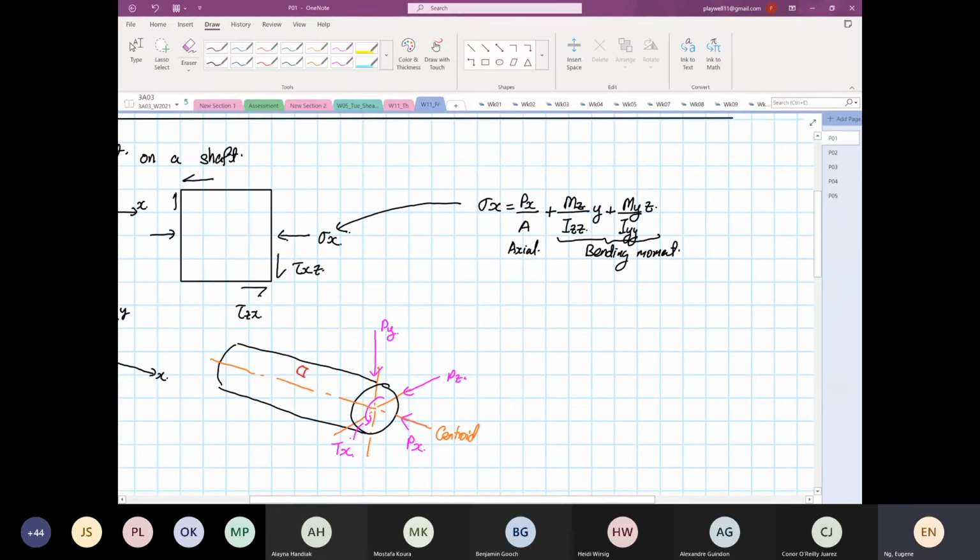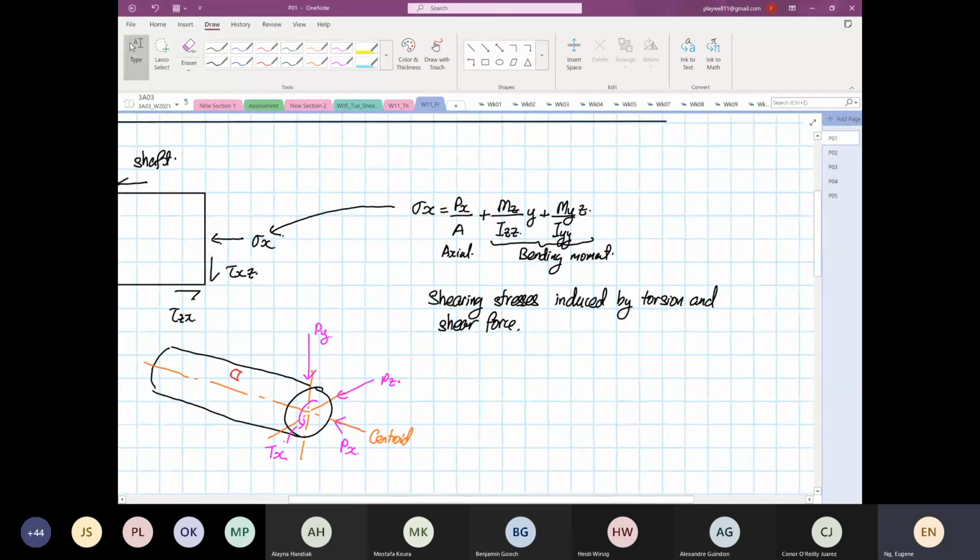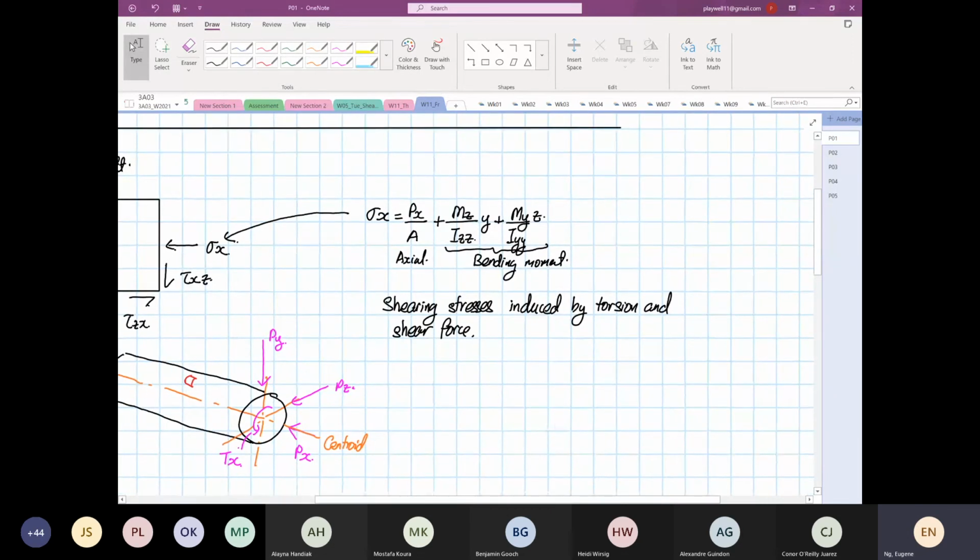Then the next one we have will be the shear, or the shearing stress, induced by torsion and shear force.